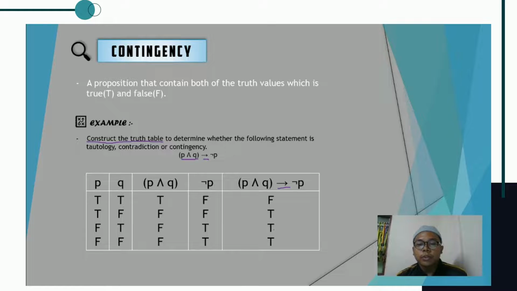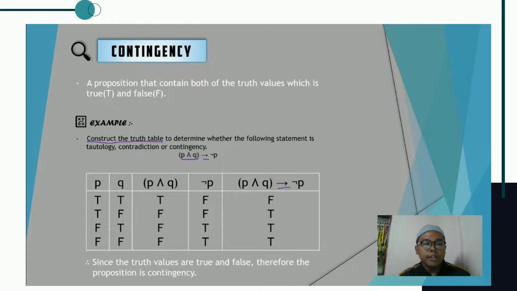So we can see that we have two truth values, false and true. So we can conclude, since the truth values are true and false, the proposition is a contingency. So back to the topic, contingency.